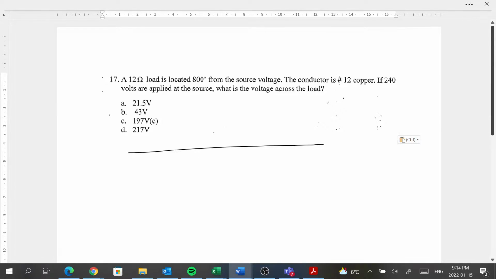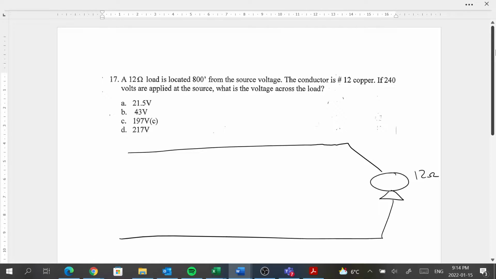So we have our circuit here. Say this is like a motor. It's 12 ohms. And we know that it's 800 feet from the source to the motor, which means it's going to be 800 feet back as well. We know that the source is 240 volts, indicated right here. And the conductor size is number 12 copper.